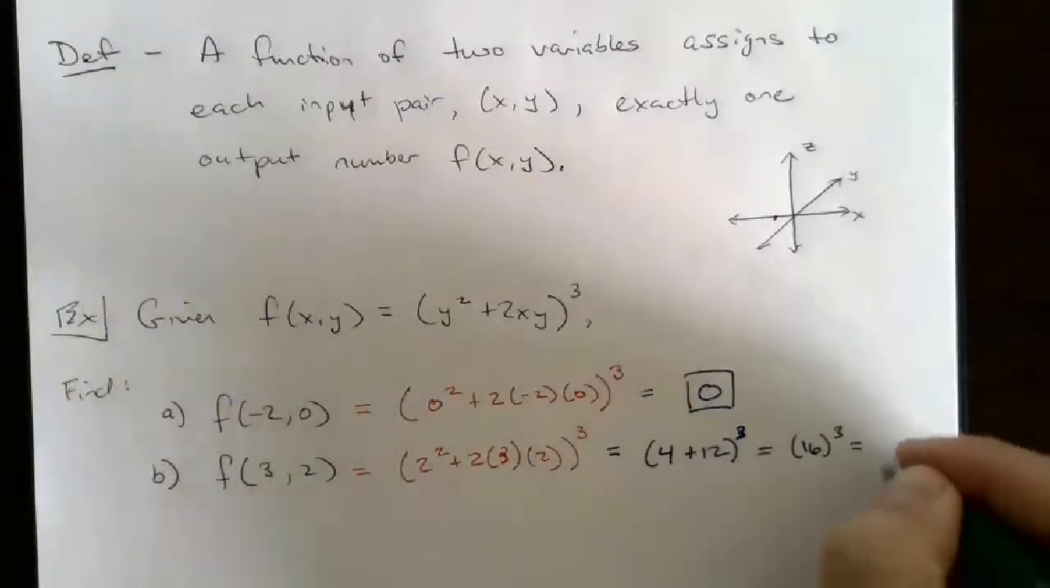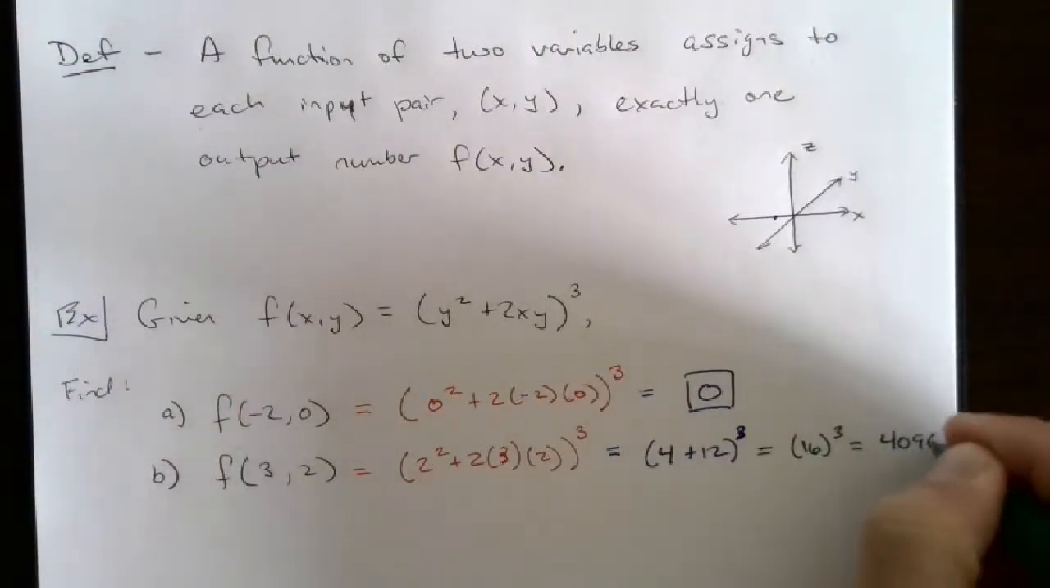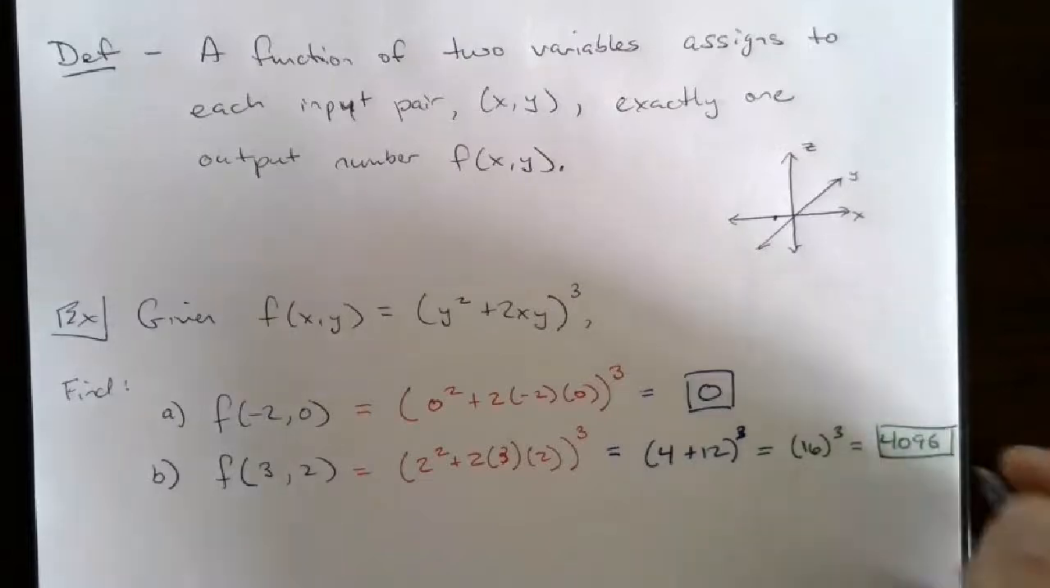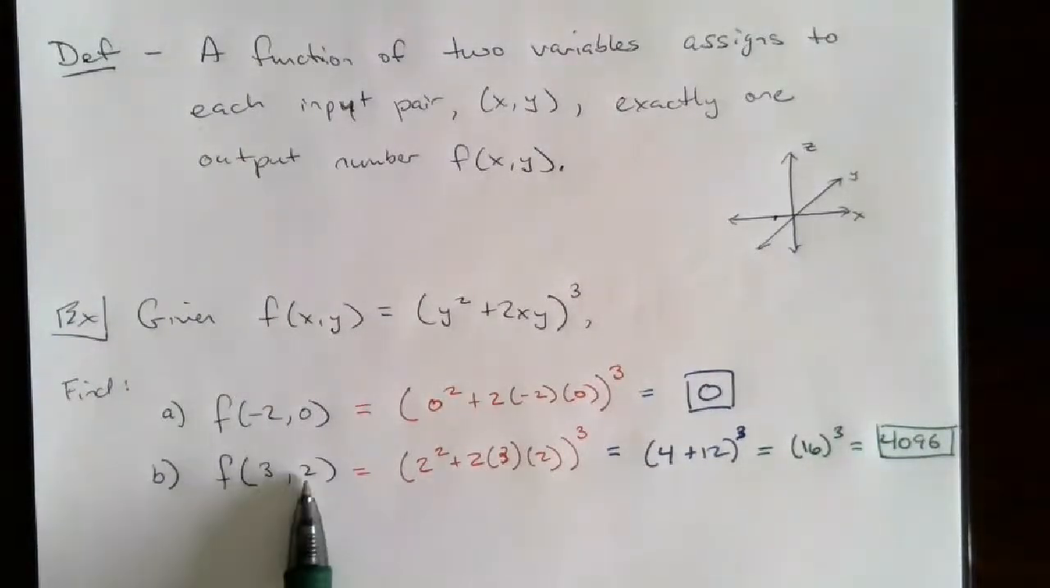And if you evaluate that, you can use your calculator, it comes to 4096. So the ordered triple would be 3, 2, 4096. Right here, the ordered triple would be negative 2, 0, 0, if you're looking at a point on the graph. So it's basically substituting in. It's really not anything you haven't done before.